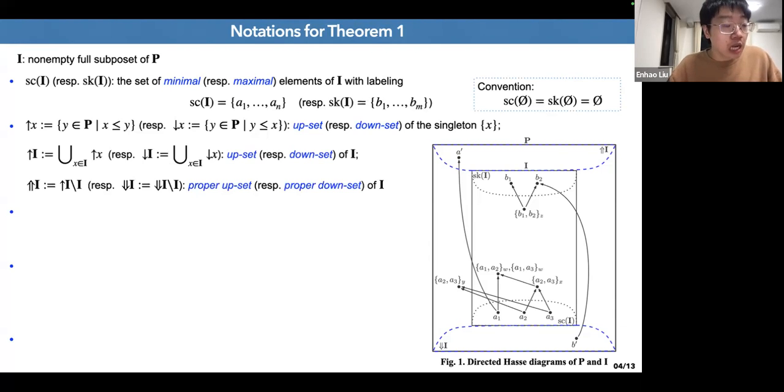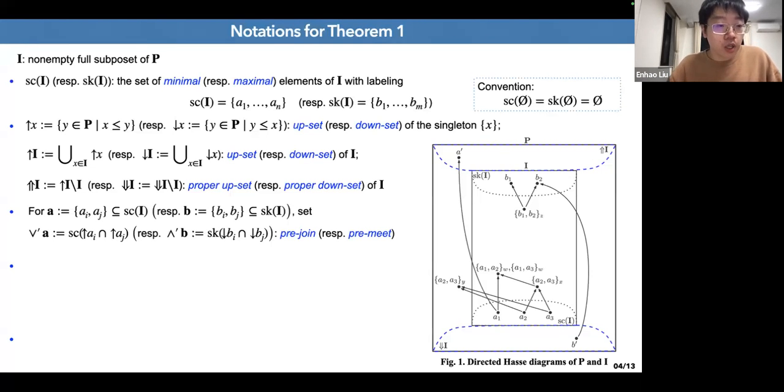We use this double arrow to denote the proper upset. The proper upset is the upset of I minus I, so it excludes I. For example, on the right-hand side, the blue region on the top expresses the proper upset of I, because it is outside of I. And dually, you have another blue region at the bottom, which is the proper downset of I.